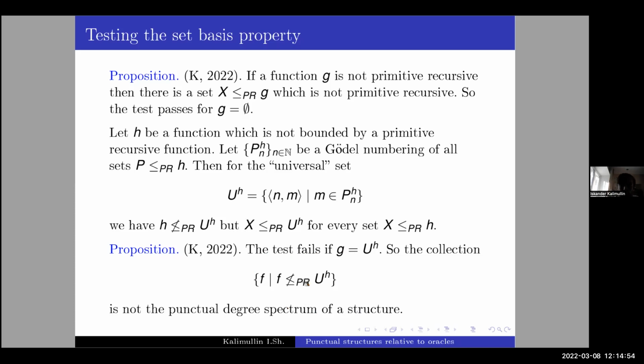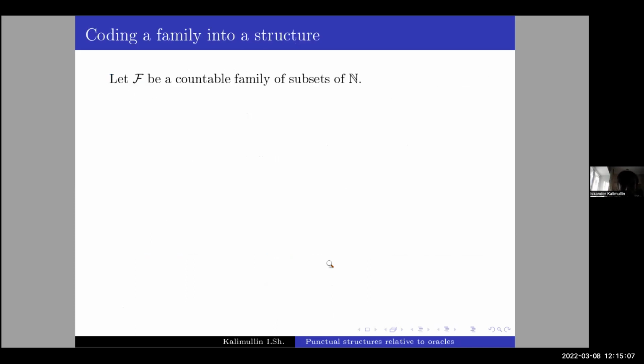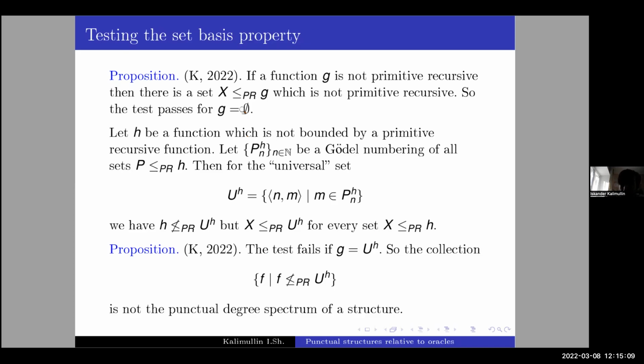And so for some sets, the complement of the lower cone is not a punctual degree spectrum of a structure. And so for 0, we have some chance to get a structure with the desired punctual degree spectrum.